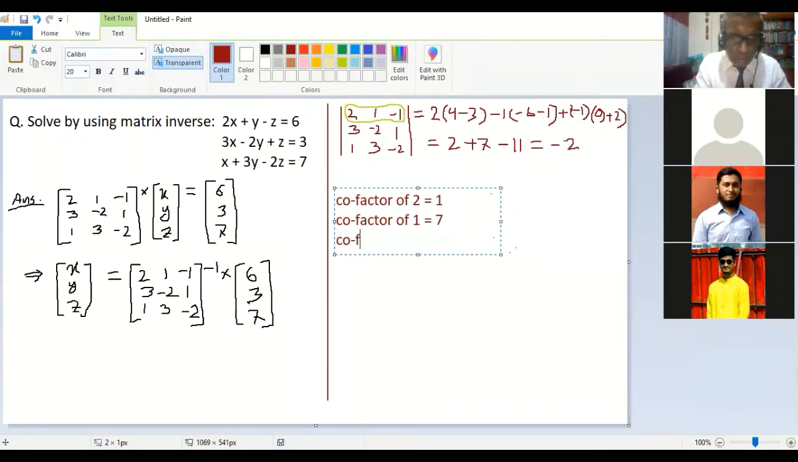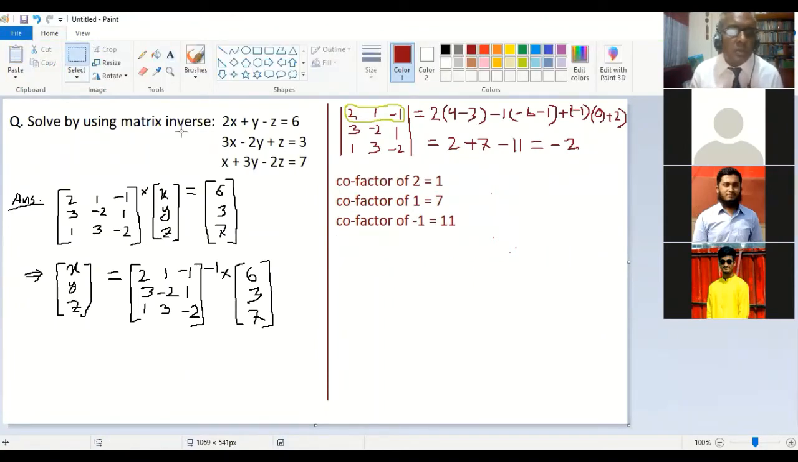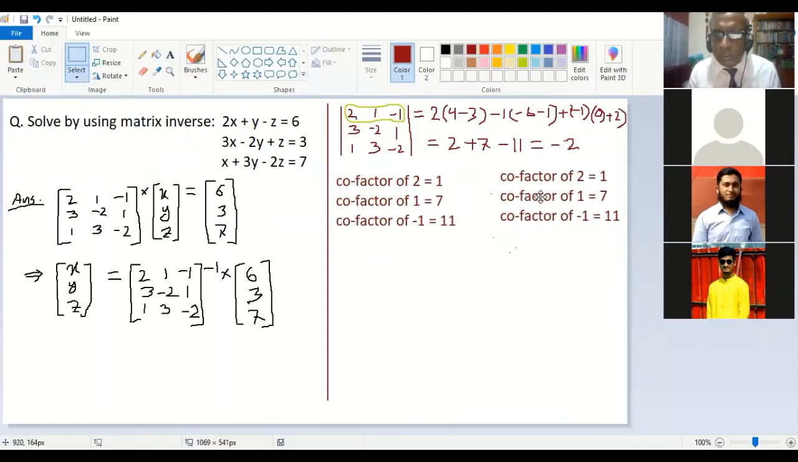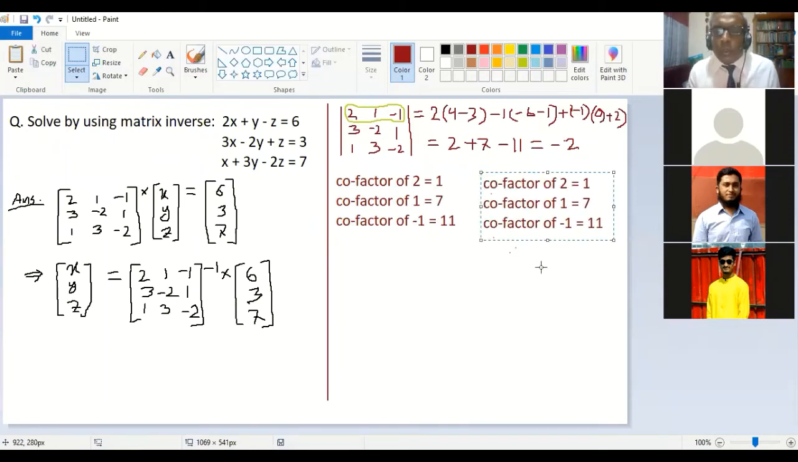Try to understand. And then cofactor of the last number, -1, is actually 11. So it is +11, not -11. Is that okay? Everyone understands? Try to understand clearly so that you can use it in your exam also and do it confidently.